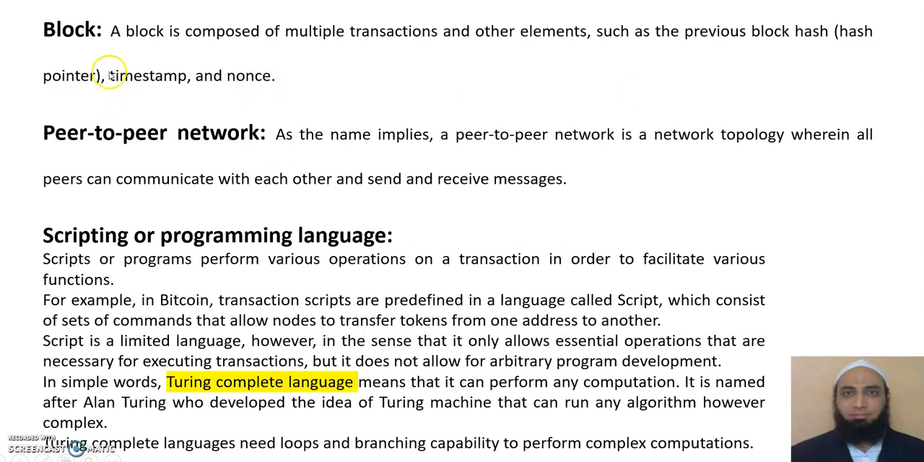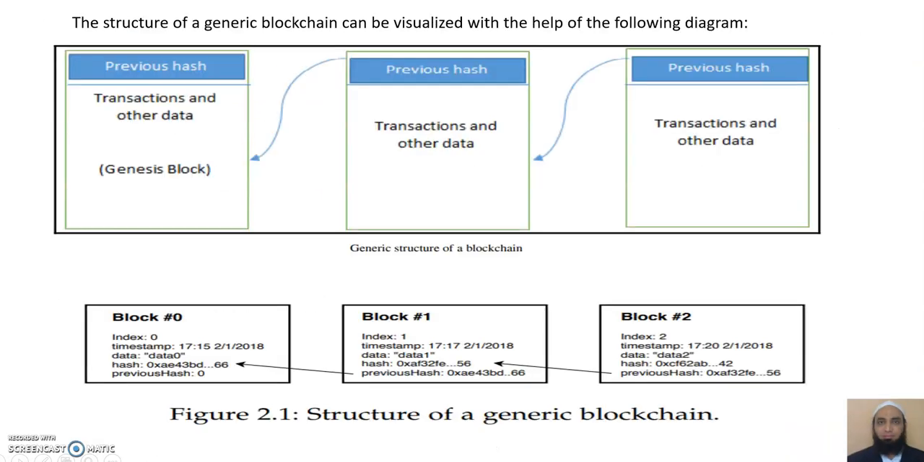Next, we will see what a block is. A block is composed of multiple transactions and other elements such as the previous block hash, the hash pointer. We have seen in the last diagram there is one pointer that points to the previous hash, the timestamp, and the nonce. A nonce is a unique number generated. We can see here that this block has all the information.